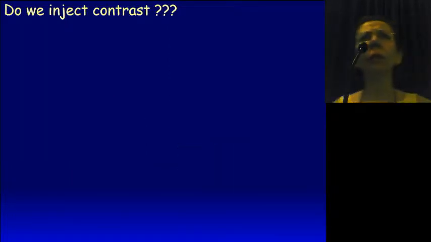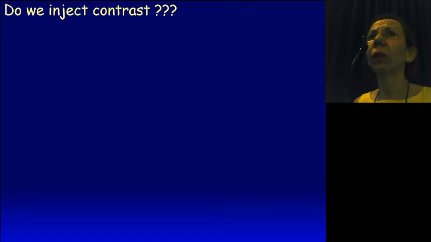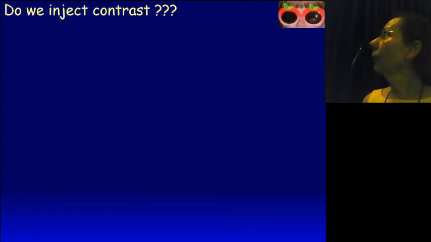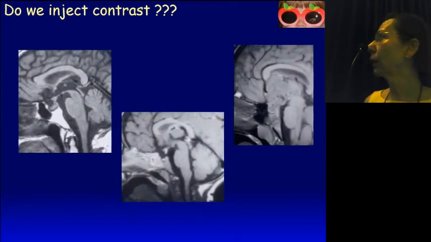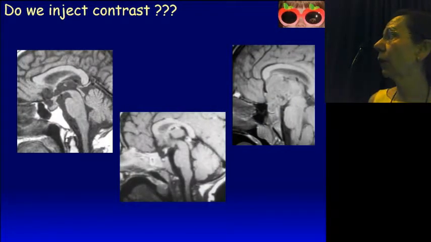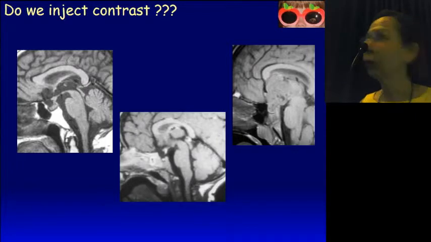So the other question is, do we inject contrast? Because we don't like to make young children cry. And the answer is, it depends. We look at the images on plain MRI, and we say, now I inject contrast, or I don't need to inject contrast. Look at those images. This is a T1-weighted scan, midline image, and you see the anterior lobe. The anterior lobe looks a little bit small, but we will measure, and the posterior lobe is bright here. The stalk is normal, so I don't need to inject contrast.